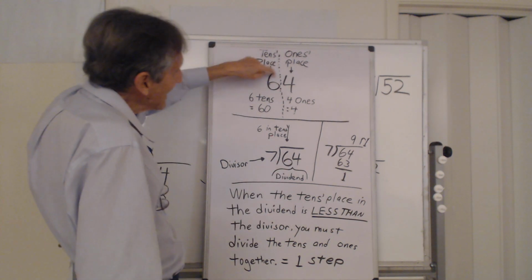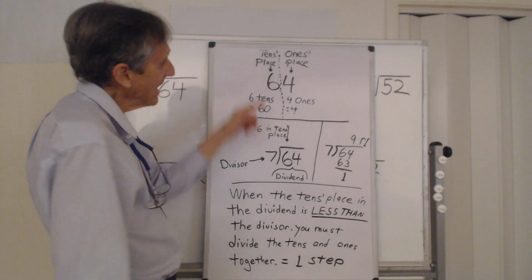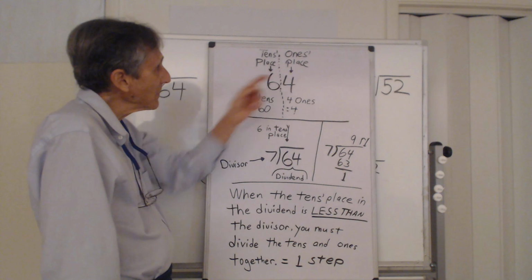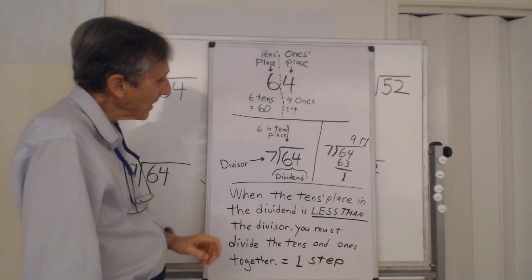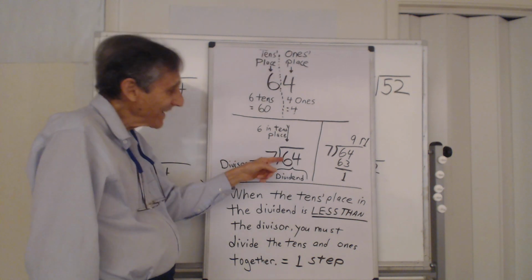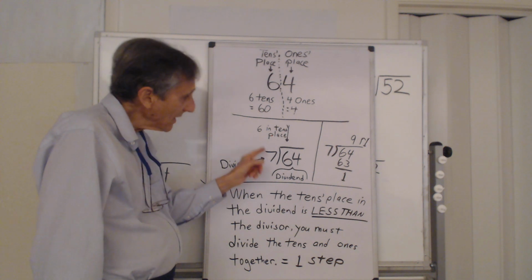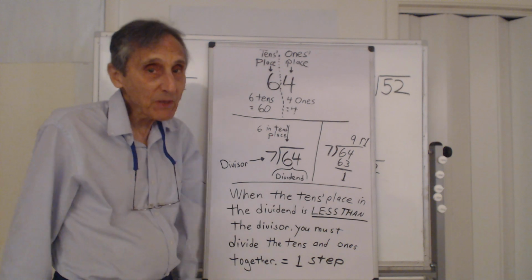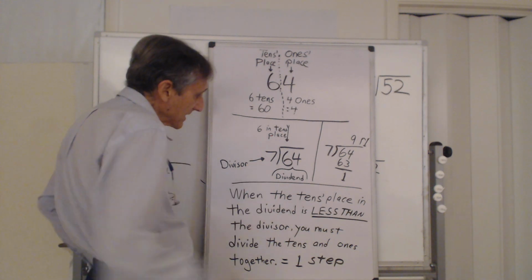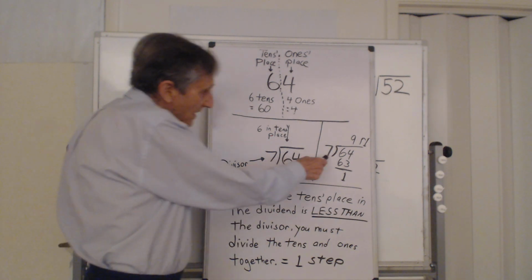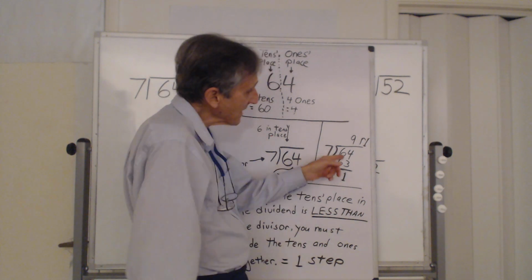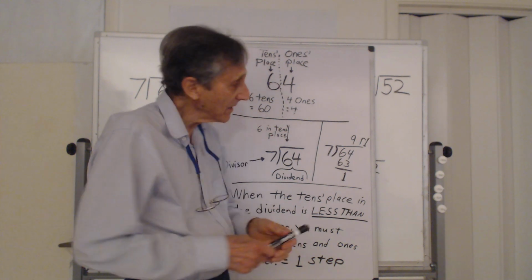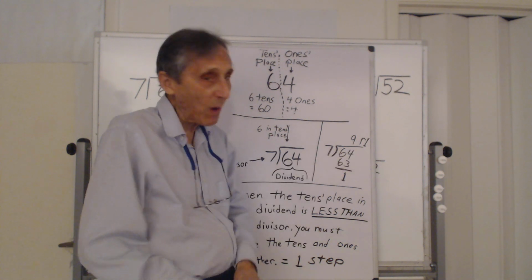See? Tens place, 6 times 10 is 60. Ones place, 4 times 1 is 4. 64. Place value. So when the divisor is greater than the tens place, you divide the dividend, both numbers together. So 7 goes into 64 9 times, right? 9 times 7, 63. And then we subtract, we got a remainder of 1.